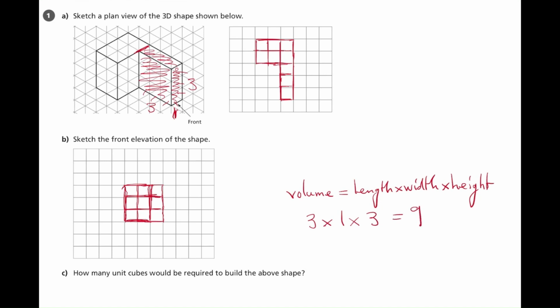If we now go to the other cuboid, again we need to know the length, width and height. So we can see we have 2 along the bottom there, 3 height and 3 deep. So the dimensions are 2 by 3 by 3. So we multiply those together. 2 times 3 is 6, times 3 is 18.